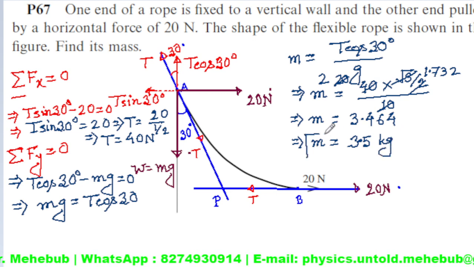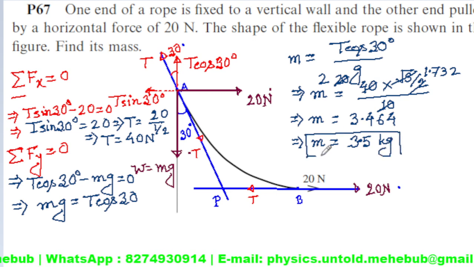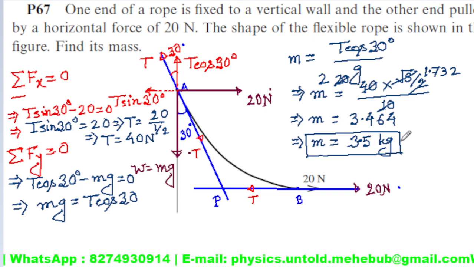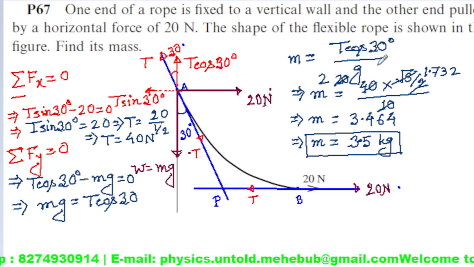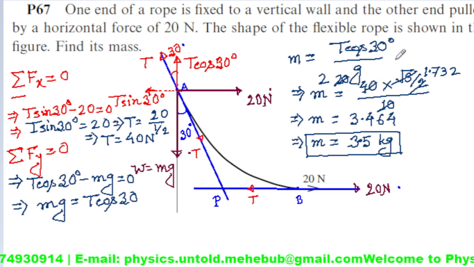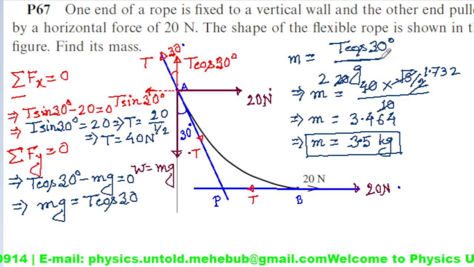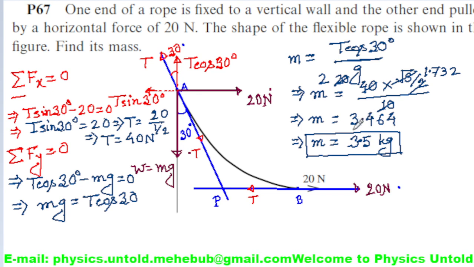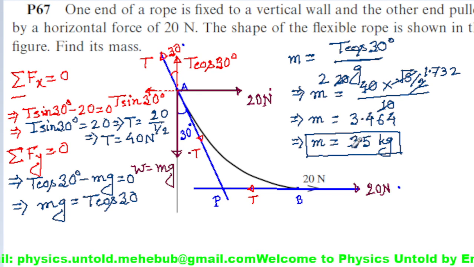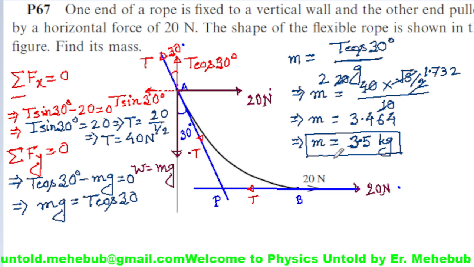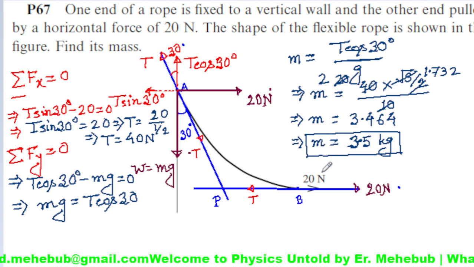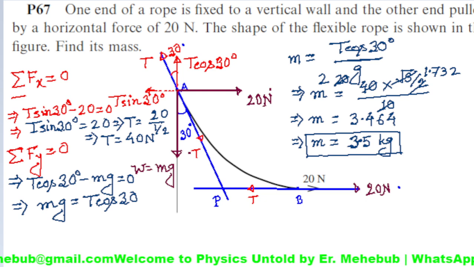This is an approximate mass, tending to the exact mass, because we take here the value of g as 10. Sometimes it is taken as 9.8. So the approximate mass of the rope is 3.5 kg, which is the answer to the required question.